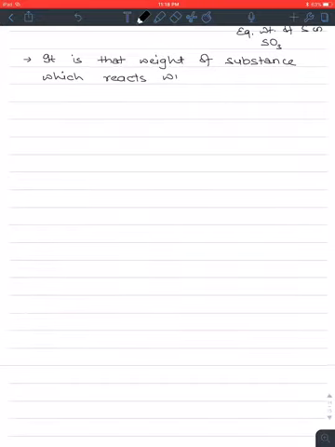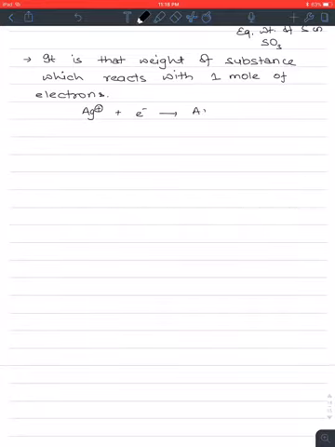You can write it: it is that weight of substance which reacts with 1 mole of electrons. Just for example, I'm having Ag plus, the silver ion. So the silver ion will react with 1 mole of electron to give you silver. So in this case, what will be the equivalent weight of silver?